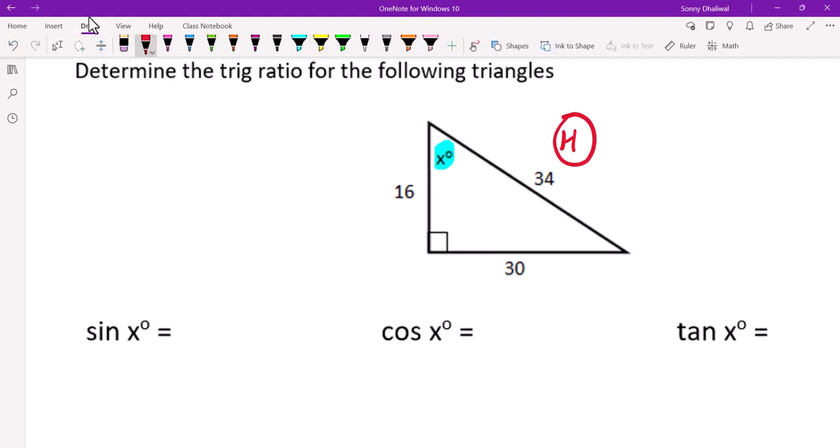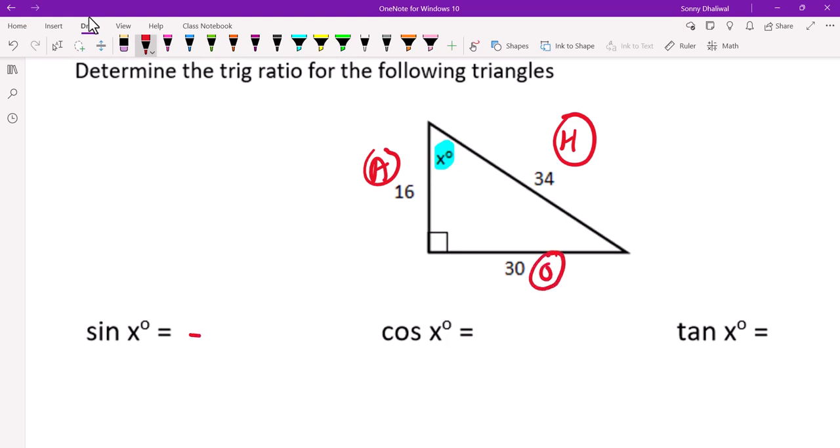Okay. What's your adjacent side? 16 or 30? Caitlin? 16. Yeah. The side that is next to my angle, here's my angle. Here's the side that's next to it. This hypotenuse is already taken up. That means this is opposite.